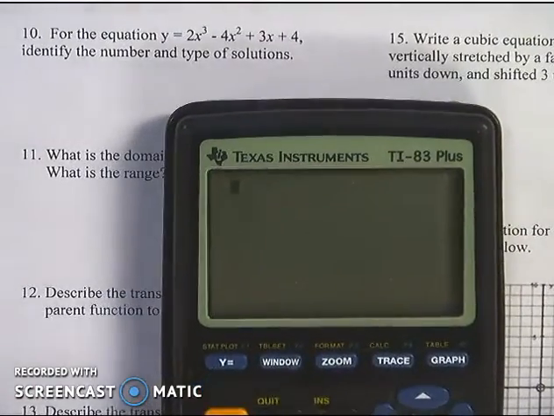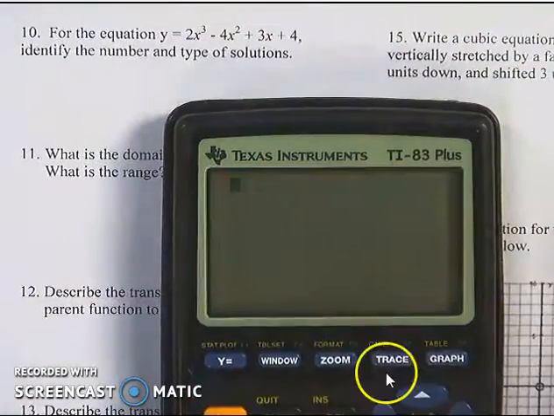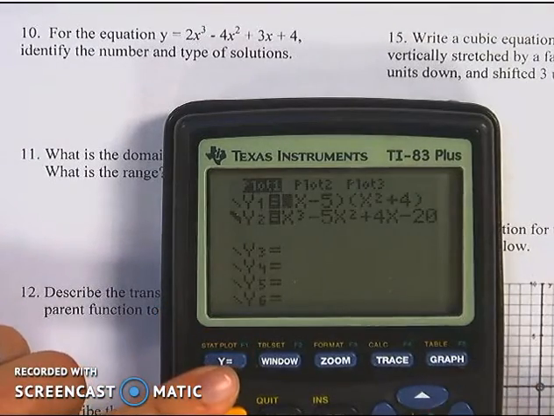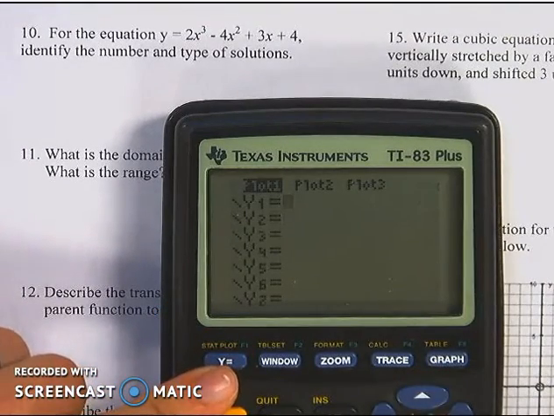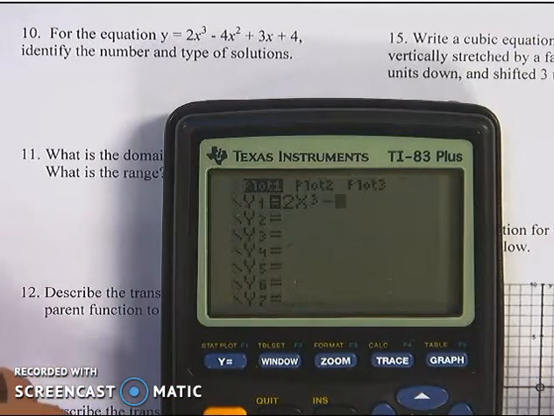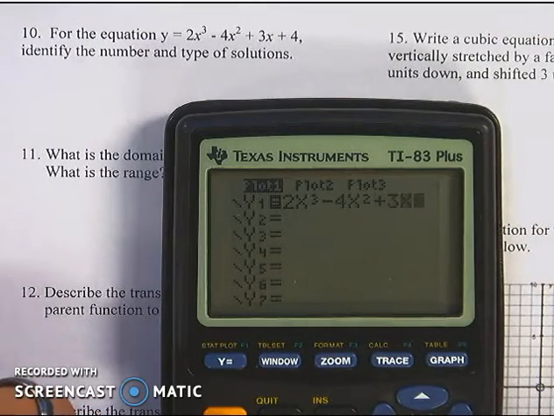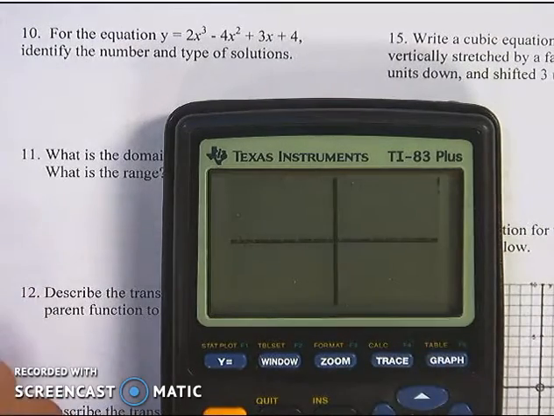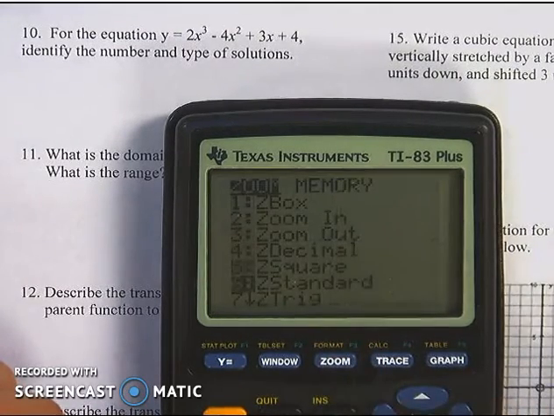I'm going to go to my calculator, and I'm going to type into y equals the equation that was given to me, 2x cubed minus 4x squared plus 3x plus 4. And I'm just going to graph this thing. And I'm going to see what it does. I'm zoomed out a little bit, so I'm going to zoom in the normal way.